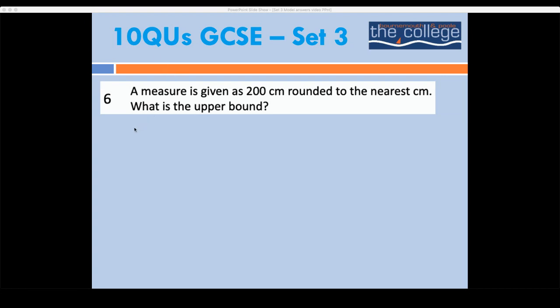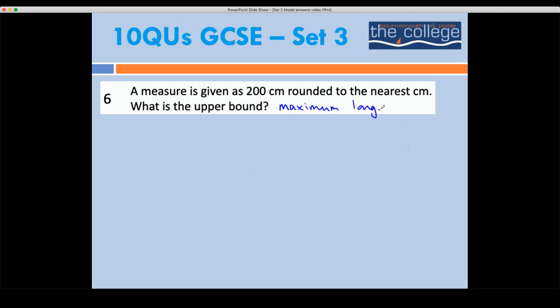Okay, a measure is given as 200 centimetres rounded to the nearest centimetre. What is the upper bound? Another way they could ask this question is, what is the maximum measurement this, whatever it is, this line, this tape, could be? So they may not even say the words upper bound. They may actually say, what's the maximum? What's the longest it could be? The maximum or the longest?